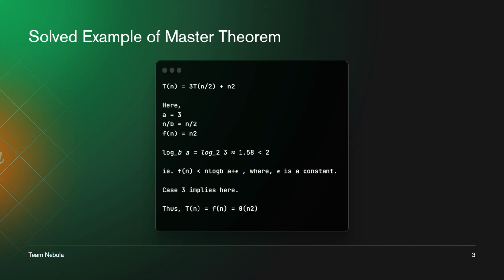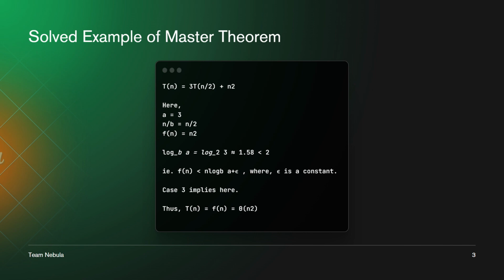This case stipulates that if f of n is a polynomial and logarithm base b of a is less than c for some constant c, then the solution is T of n equals theta of n raised to the power of logarithm base b of a.